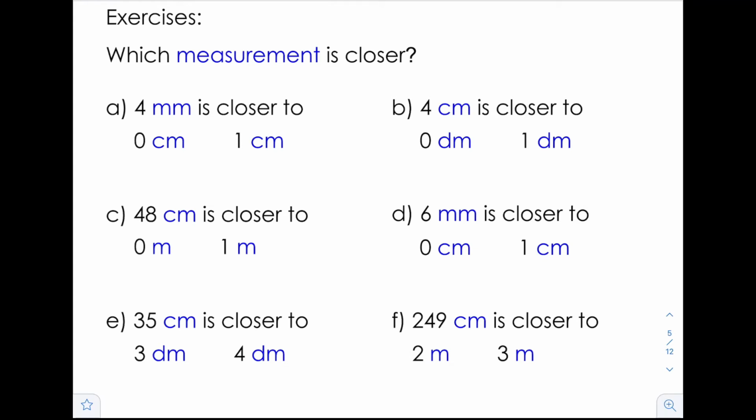So remember, 5 millimeters would be half of a centimeter, so 4 in this case would be closer to 0. 4 centimeters would also be closer to 0 decimeters, because 5 centimeters would be half of 1 decimeter. So 5 and above we would round up. 48 centimeters would round down, because 50 centimeters is half of a meter. Now these ones, 6 millimeters is closer to 1 centimeter, so we're rounding up.